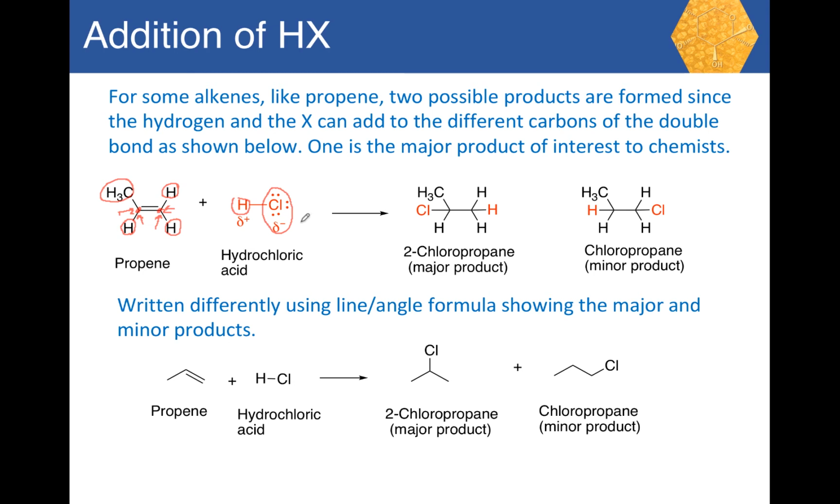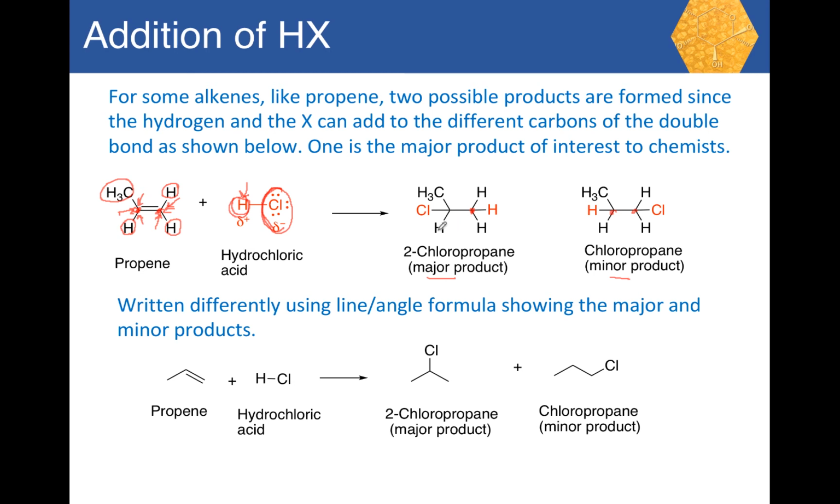Two possible products. In one case, this hydrogen adds to this carbon to generate this product. In the other case, this hydrogen adds to this carbon to generate that product. Stated differently, this chlorine adds to this carbon to generate this product, and in the other case, this chlorine adds to this carbon here to generate another product. So two possibilities.